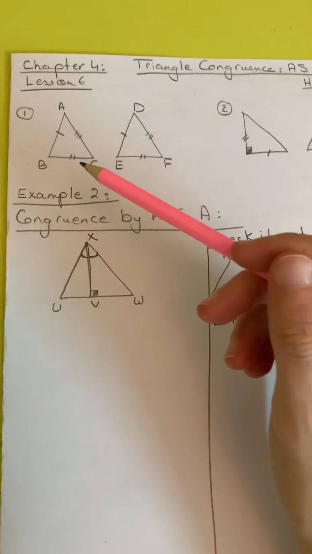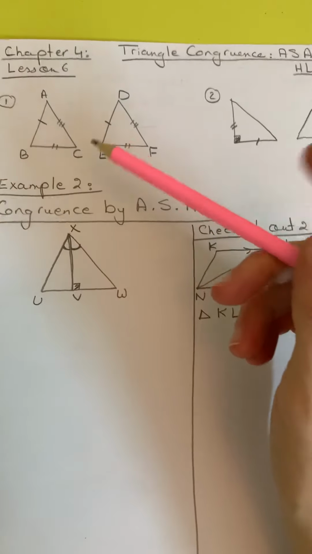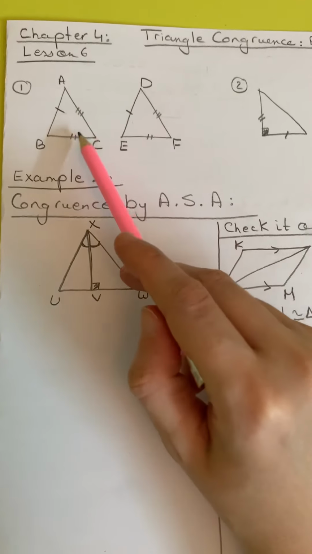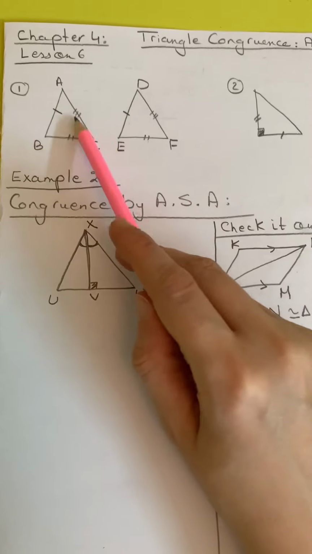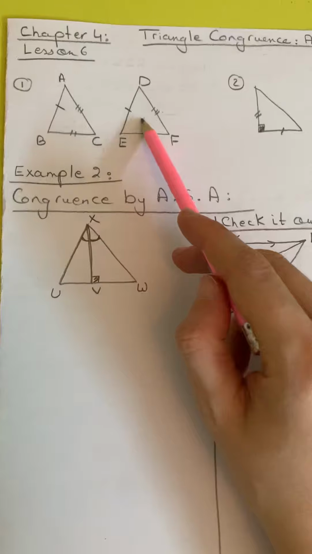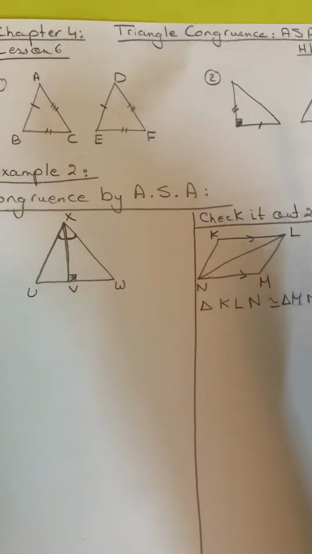We studied two cases of triangle congruence, which is side, side, side. For example, if you have these two sides equal, and these two are equal, and these two are equal, so we said that the two triangles are congruent by side, side, side.